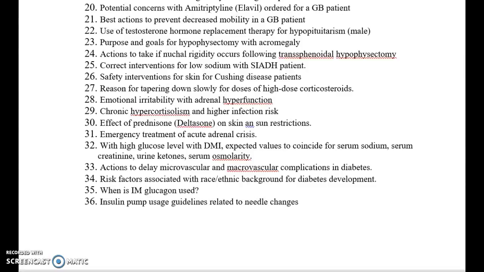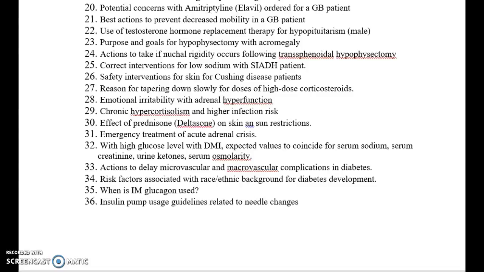For the purpose of goals for hypophysectomy with acromegaly, remember acromegaly occurs after puberty. So they have some of these changes that have occurred because of the acromegaly, the growth, and it can't be reversed. So having this done maybe stops some of the symptoms, but it doesn't necessarily change anything that already has overgrowth.